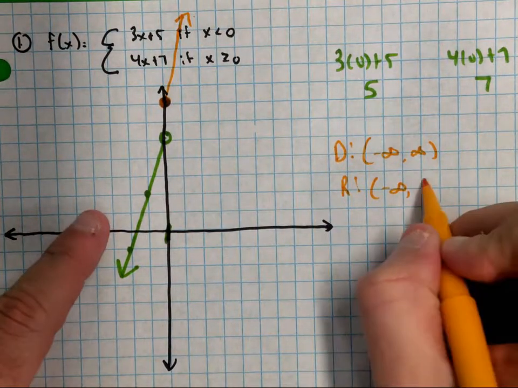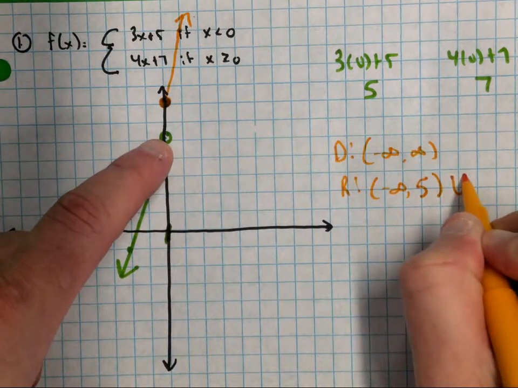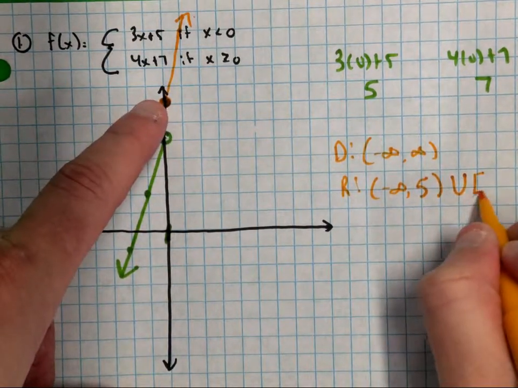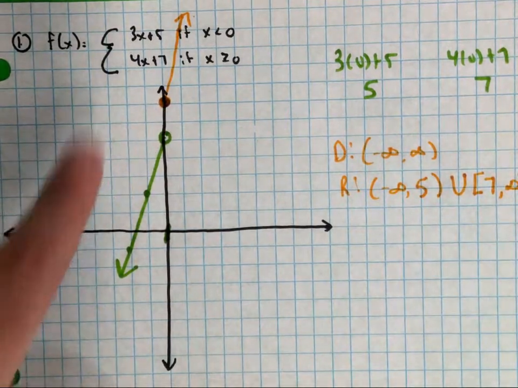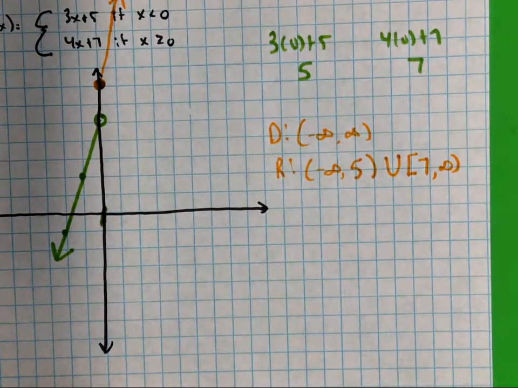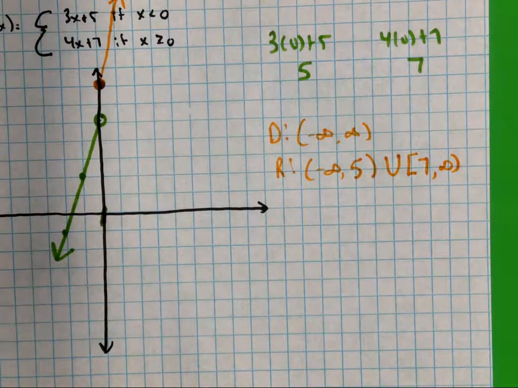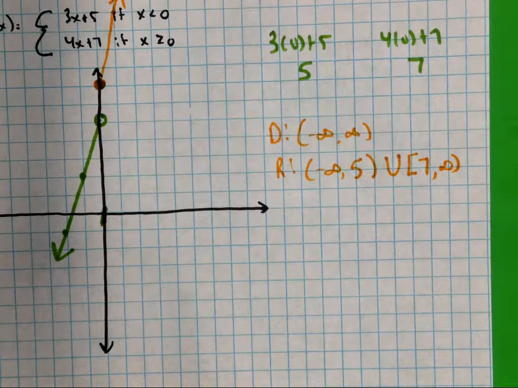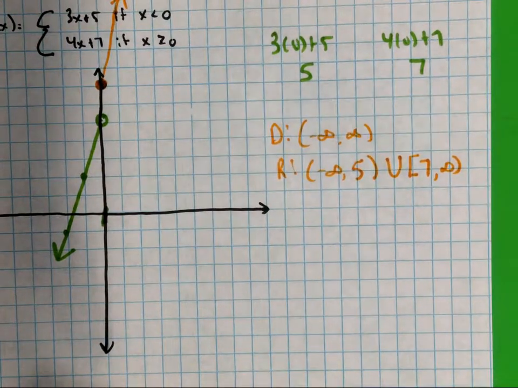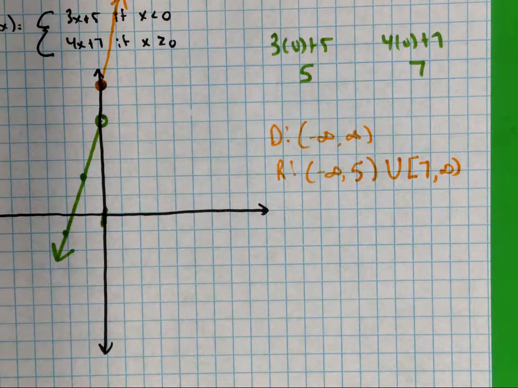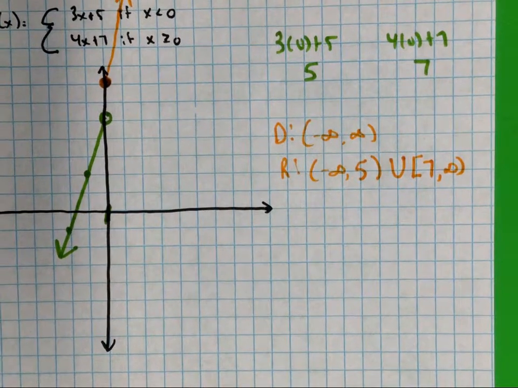Parentheses because it is open. Union, what number do we pick up at? 7 to infinity. That's how the range would work for that. You're going to learn something new about some ranges today. That was a tricky one. Are there any questions on number 1?